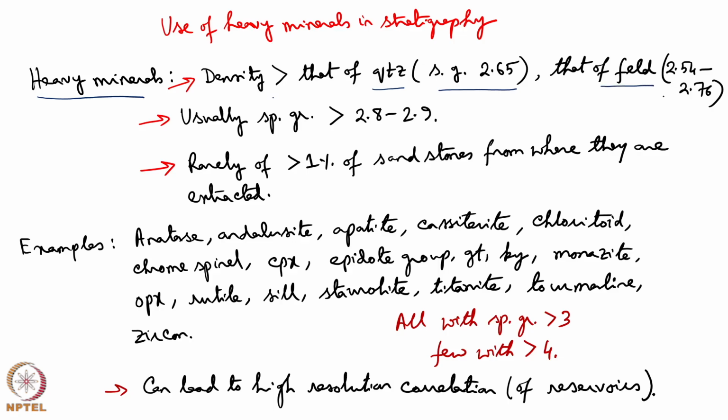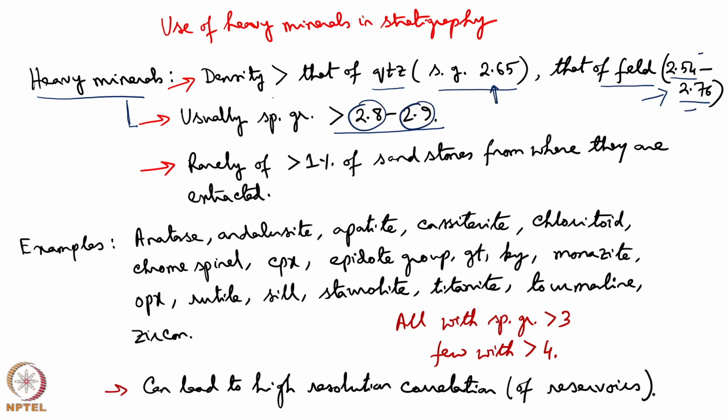feldspar. How much is the density of the feldspar? It varies from 2.54 to 2.76. Note that the value 2.65 lies between 2.54 to 2.76. Now, to be specific, heavy minerals usually have specific gravity more than 2.8 to 2.9. Note that these two numbers are both more than feldspar, more than that of quartz.